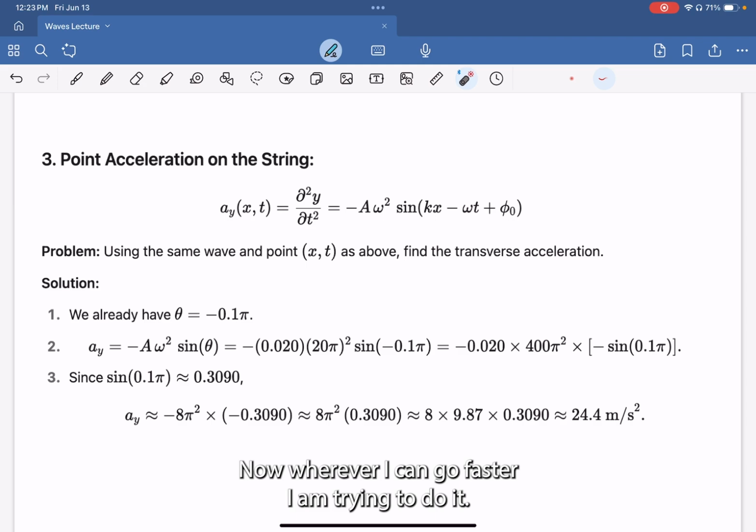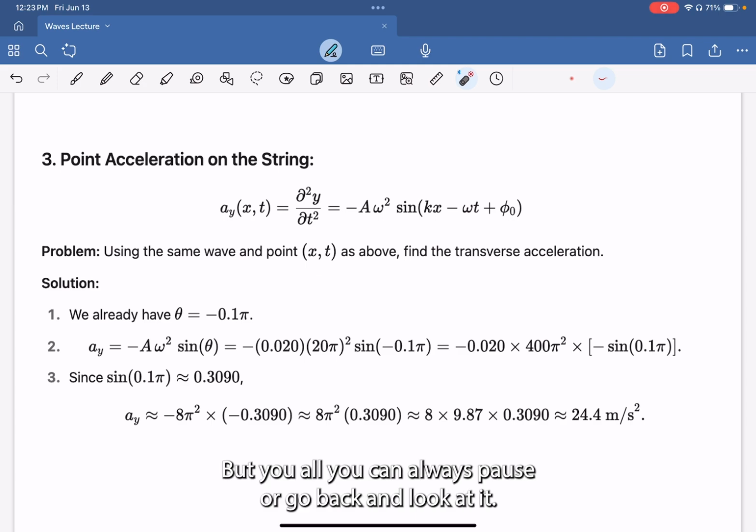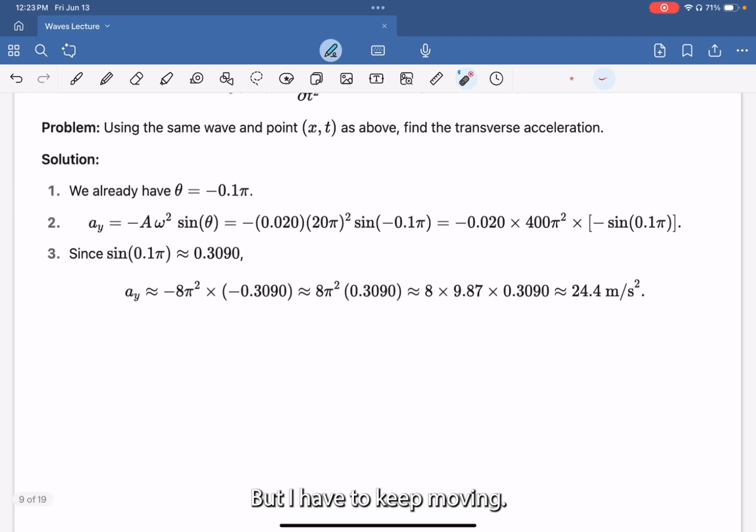Now, wherever I can go faster, I am trying to do it, but you can always pause or go back and look at it, but I have to keep moving, okay?